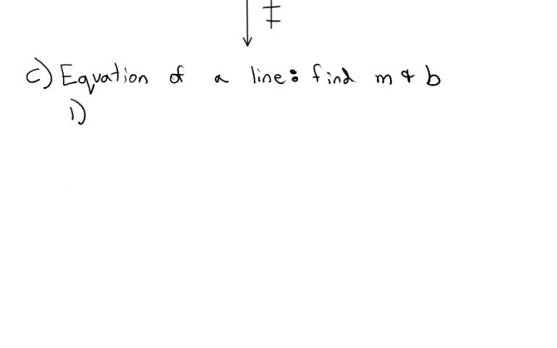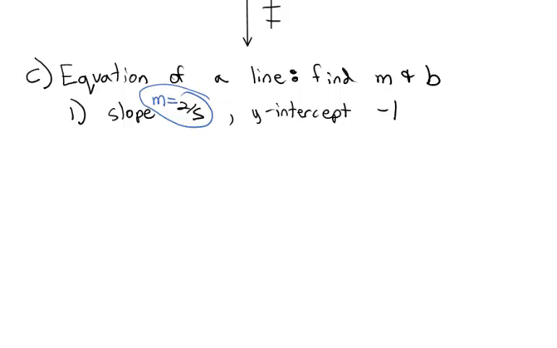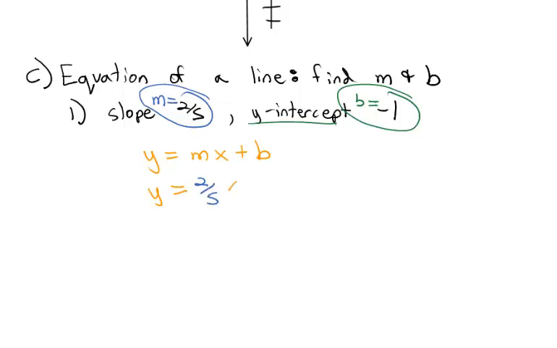So for example, we might be told that the slope of a line is 2/5, and the y-intercept is -1. Well, slope, we know that's the m in the formula. So m equals 2/5. And here they're nice enough to tell us the y-intercept, that's the b of our formula, equal to -1. So if we think about y equals mx plus b, that's y equals m, my slope, 2/5, x plus b, our y-intercept, of -1. This is the equation of the line with a slope of 2/5 and a y-intercept of -1.